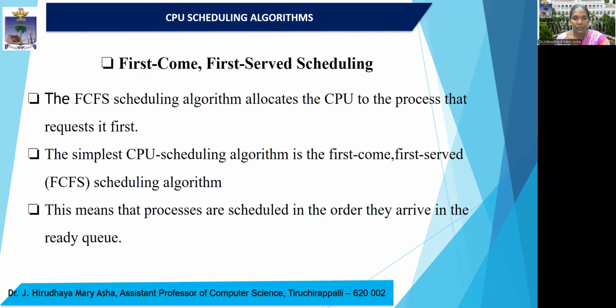In first come, first served scheduling, the FCFS policy, the CPU is allocated to the process which requests it first. That means the first to come is the first to be served. The first process to arrive is served first, and the next process which arrives in the queue gets the CPU next.